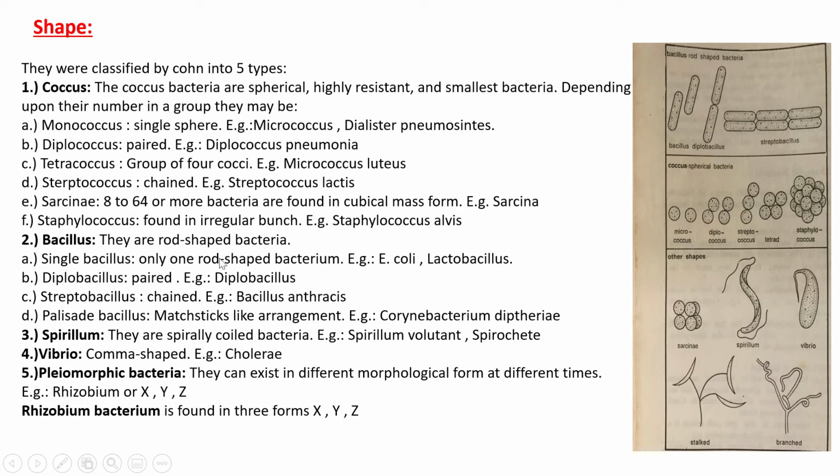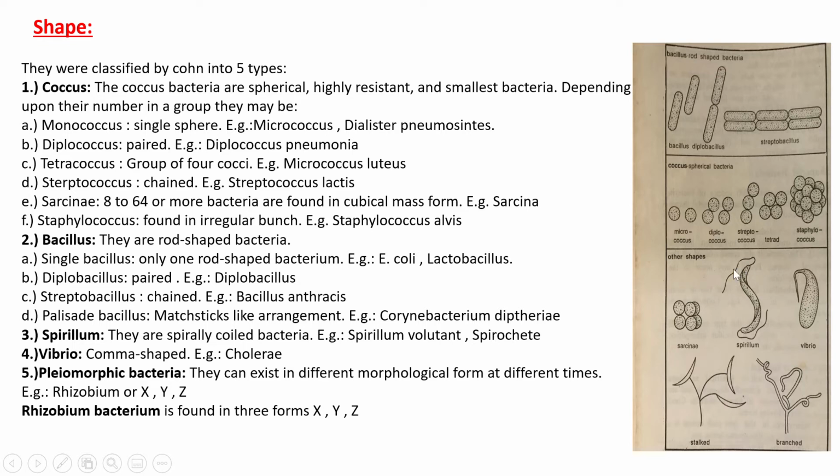We can see this in Diplobacillus. Then Streptobacillus is chained. Here we can see Streptobacillus. Bacillus anthracis is its example. Palisade bacillus is another type, where a matchstick-like arrangement is present. For example, Corynebacterium diphtheriae. These are the types of bacillus bacteria shape. The third type is spirillum. They are spirally coiled bacteria.